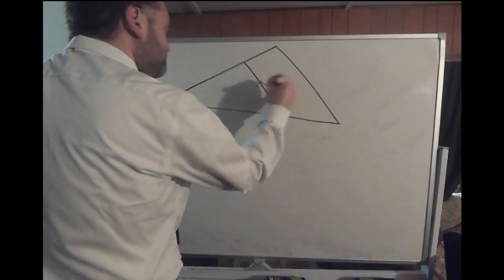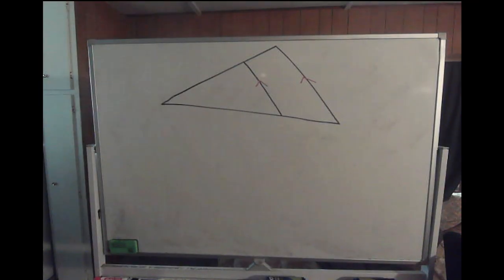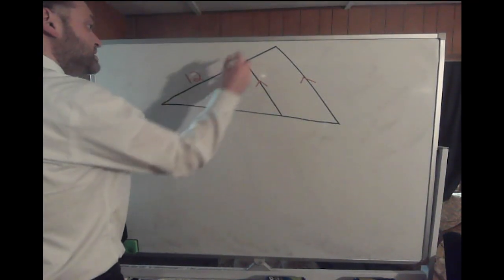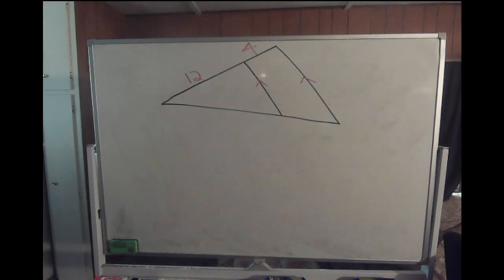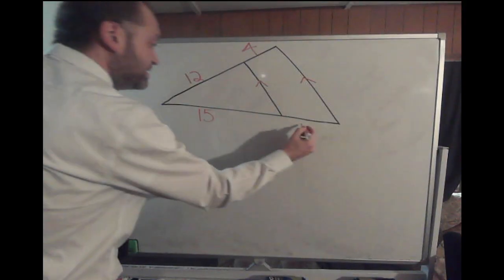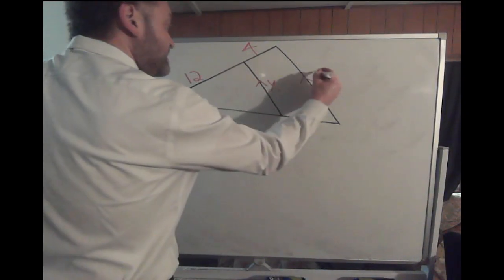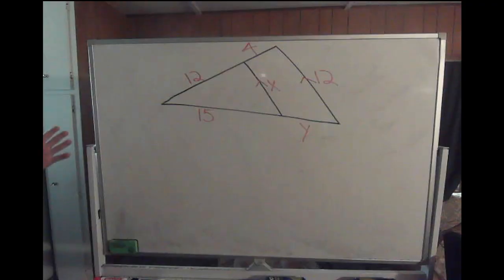Another one with a smaller triangle inside of a whole triangle. This has length 12. This has length 4. This has length 15. This has length y. This has length x. This has length 12. Okay, so now we've established our lengths.